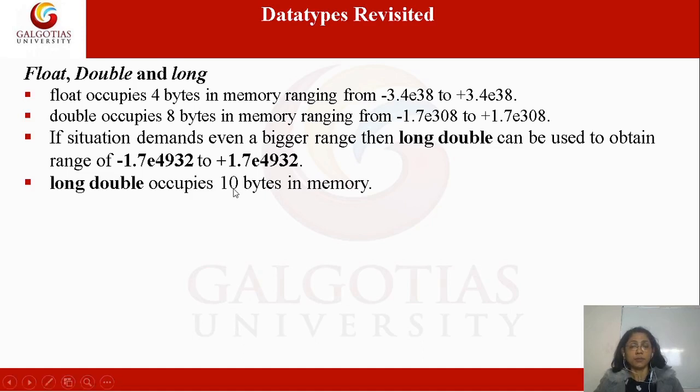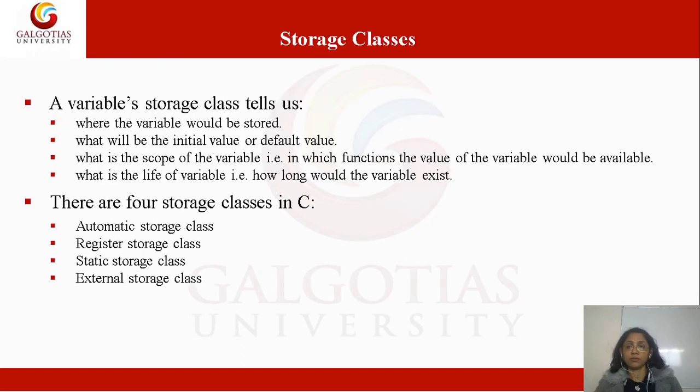If the situation demands an even bigger range as per your problem, you can also go for long double, and in that case the range would be minus 3.4 e to the power 4932 to 1.1 e to the power 4932. You should also know that long double occupies 10 bytes in memory. By this time, you know what each variation of data type occupies as far as size is concerned, and accordingly you can use it in your problem.